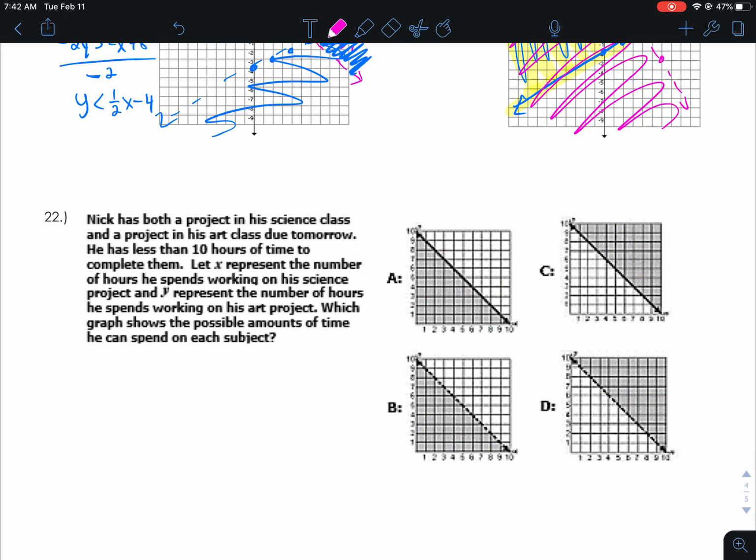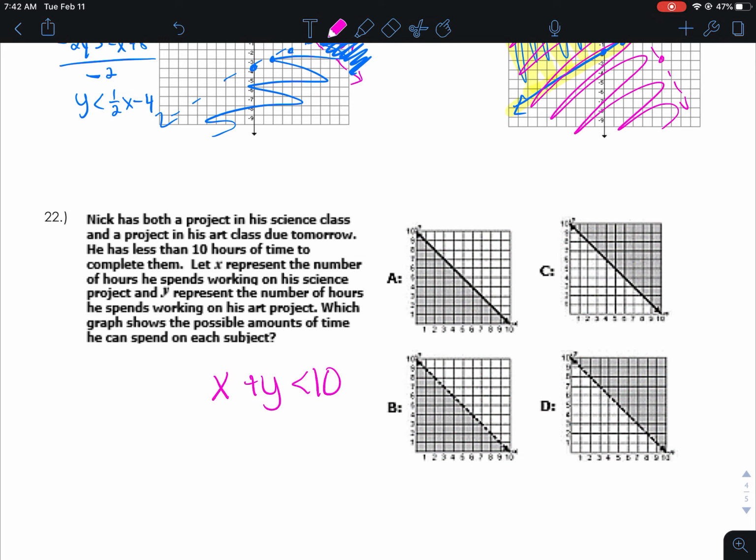Okay, the last one is a word problem. So Nick has both a project in his science class and a project in his art class due tomorrow. He has less than 10 hours left. Let x represent the time he spends on a science project, and y represent the time he spends in the art. So we know when we add them together, we have less than 10 hours.